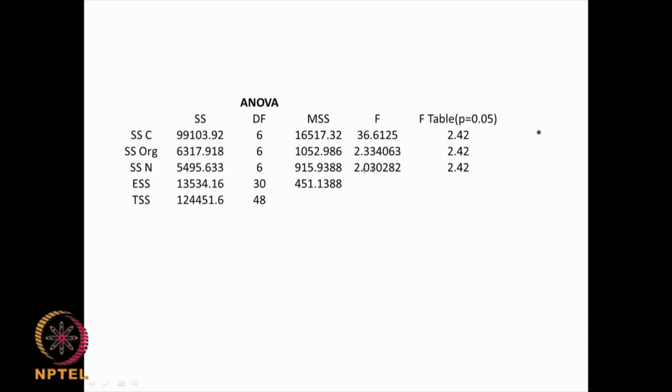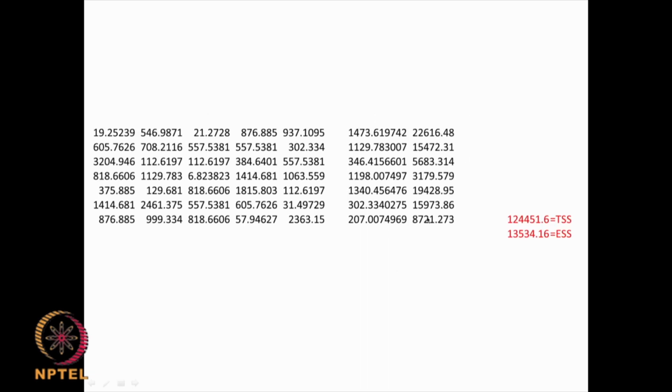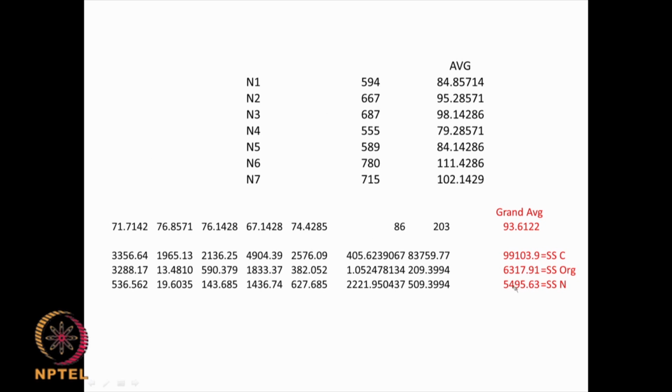Okay, nitrogen is 2.03, 2.42. So, we can say nitrogen does not play a role, but again they are not very far away. So, we may go and look into the nitrogen. These are the various nitrogen, look at these averages. This nitrogen 6 seems to be giving a larger number when compared to these numbers. So, one may try to do more experiments with nitrogen 6 to be sure whether it is prudent to accept the null hypothesis or reject the null hypothesis.